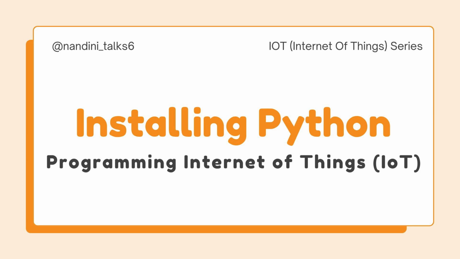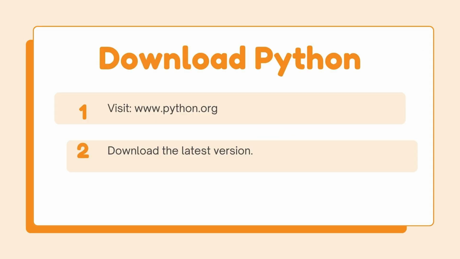In the previous video, we learned about the introduction to Python. In this video, let's learn how to install Python on a Windows computer. Open your web browser and visit the official Python website www.python.org. Click on Downloads and download the latest stable version of Python.